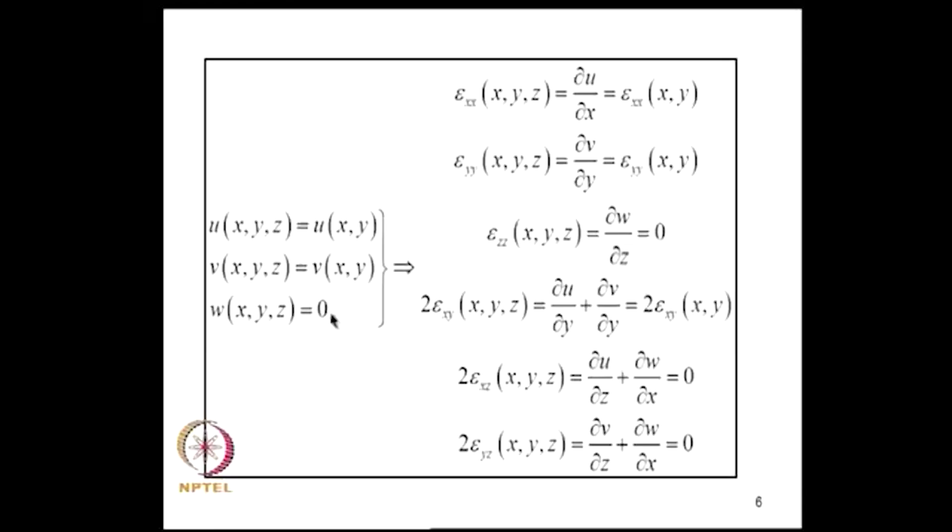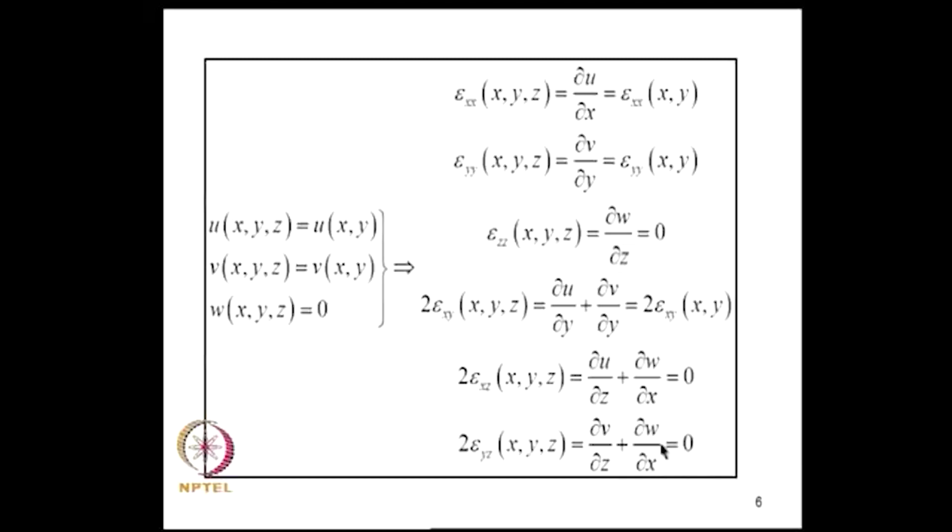completing the formulation. So, now epsilon xx is dou u by dou x, and since u is a function of only x and y, epsilon xx is a function of x and y. Similarly, epsilon yy is a function of x and y, epsilon zz, since w is 0, epsilon zz is 0. Now, the shear strains will be non-zero, whereas the other two, since u is independent of z, this is 0 and w is always 0. So, this is 0, and similarly v is independent of z, therefore, this is 0, and w is 0, therefore, this is 0.